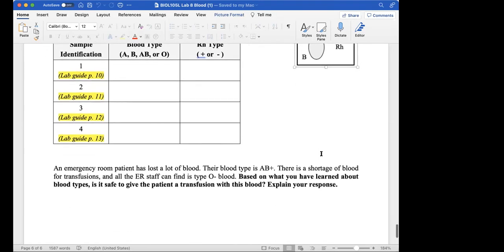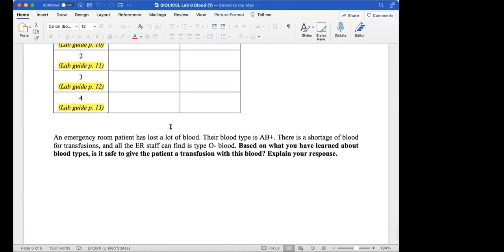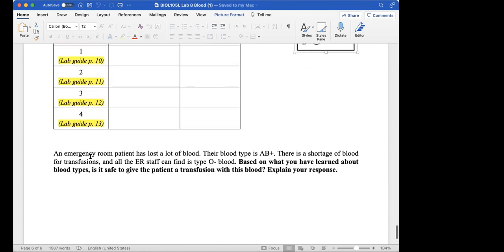All right, and then you have one final question to do. Again, if you're here live with me, I'll answer any questions after I stop the recording. Let's say you're in an emergency room and your patient has lost a lot of blood. Their blood type is AB positive. There's a shortage of blood transfusions and all the ER staff can find is O negative. Based on what you have learned about blood types, is it safe to give this person a transfusion with this blood? Explain your response.